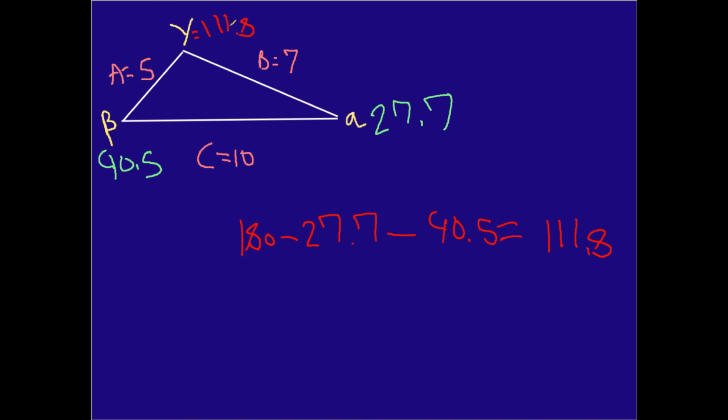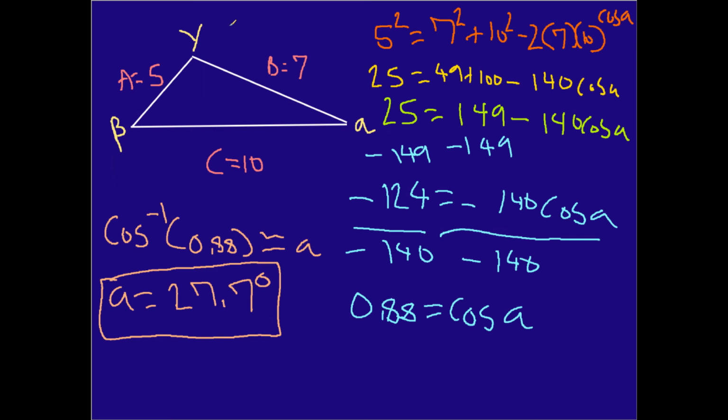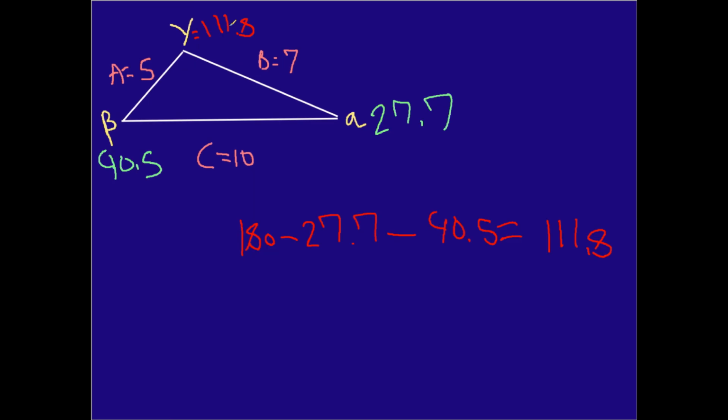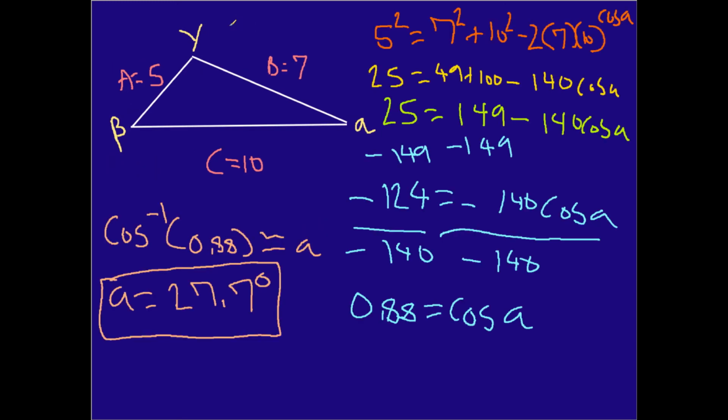Not that hard, not that difficult. Because once you find the two angles, we know a triangle adds up to 180 degrees. So there is no reason to use the law of cosine for the last angle. So we kind of did a little shortcut there. So let's go back and talk about what happened and then wrap up the video.